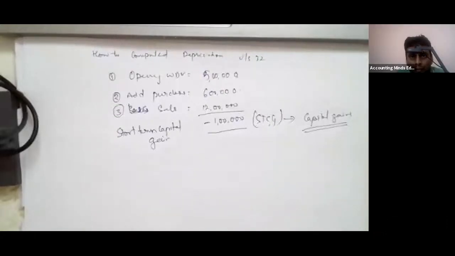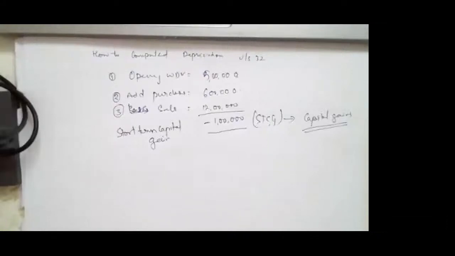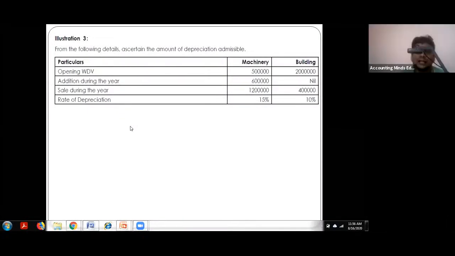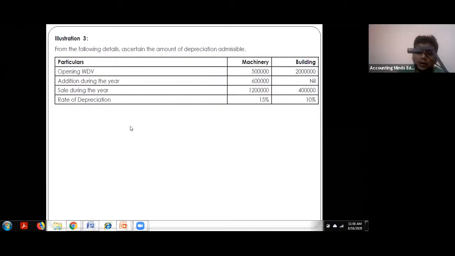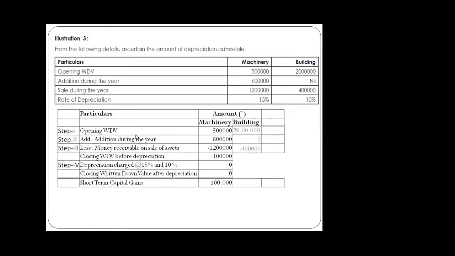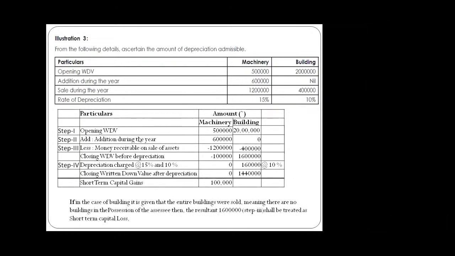So, what is the depreciation here? Nil, sir. The depreciation here is nil. And what about the buildings? 1,60,000, sir. Is it clear, all of you? Yes, sir. This is your answer.